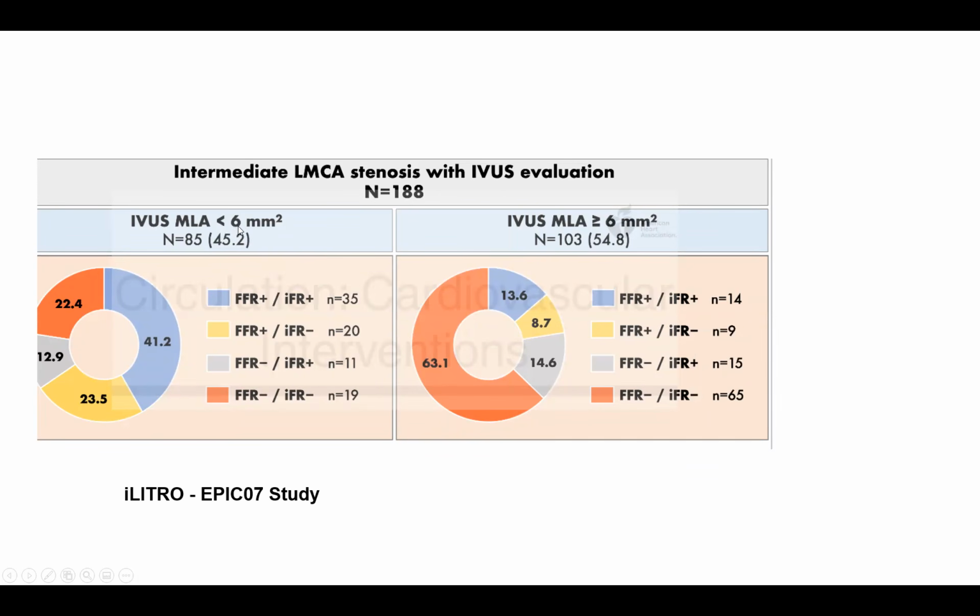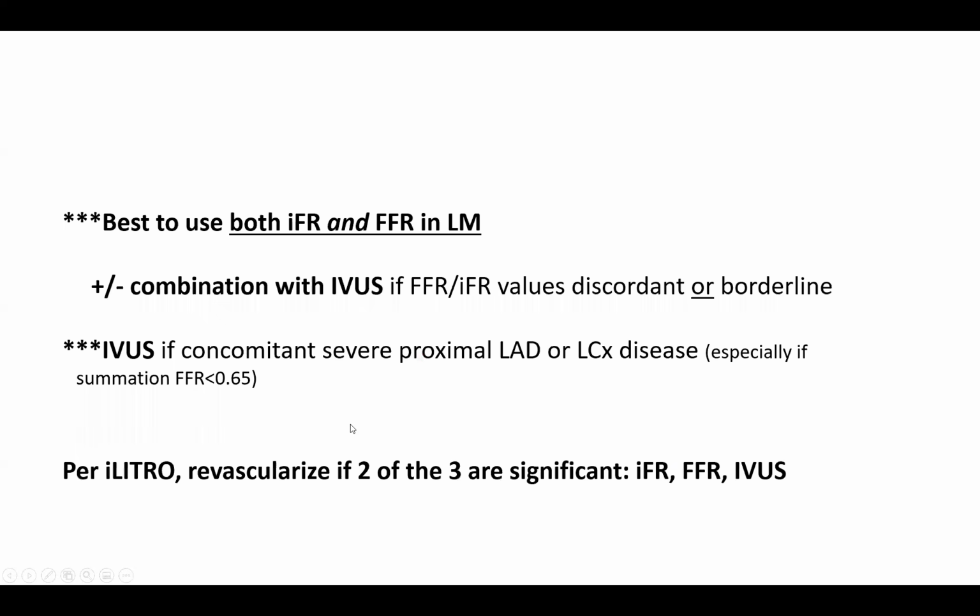One of the reasons 6 millimeters square may not always be applicable is that you have a large patient where 6 millimeters square may be too low, maybe 7 millimeters square, 7.5 is the proper cutoff. And you may have a small patient where maybe 5 or 4.5 could be the appropriate cutoff. Still use 6, but keep in mind that even IVUS has limitations as well. But it's handy when you have concomitant proximal LAD or circ disease, especially severe proximal disease.